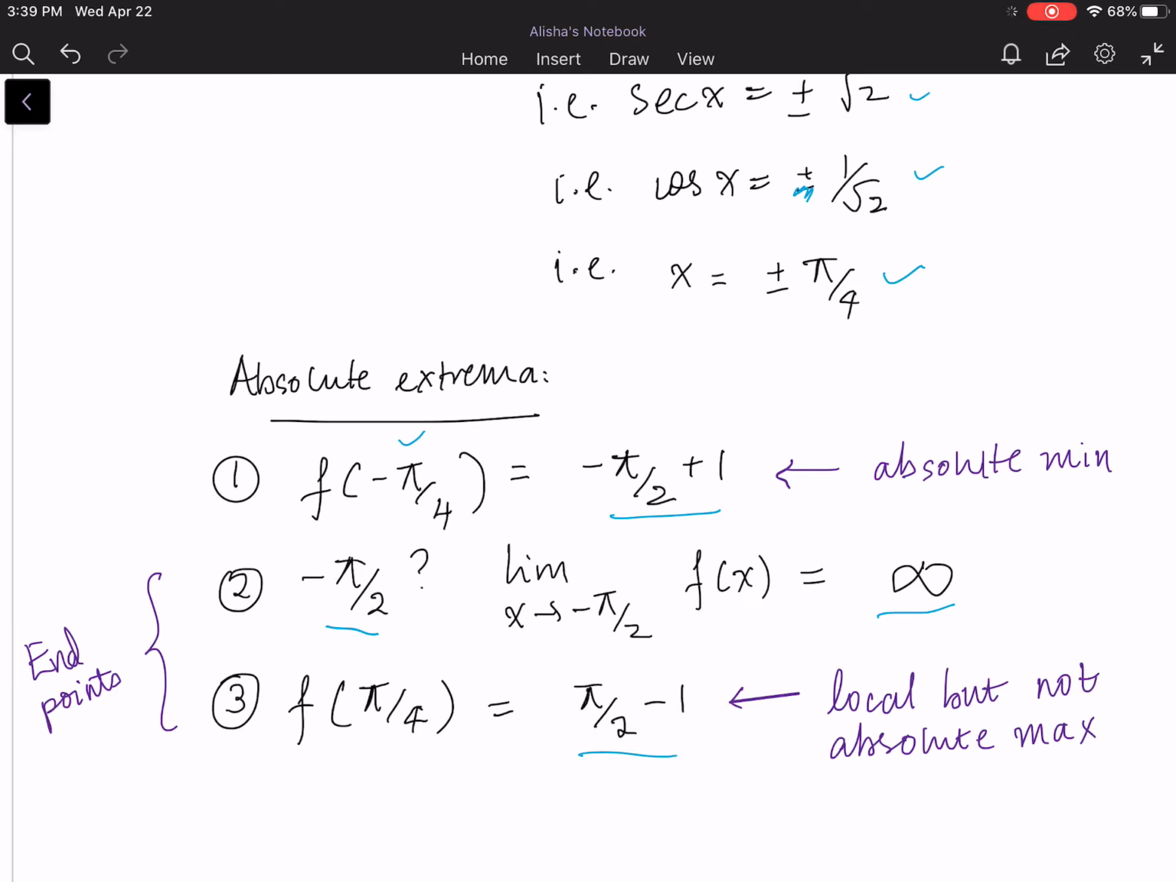And so comparing these three values, we see that there's an absolute min, right? And then because the function blows up to infinity, there's no absolute max, although this one is in some sense a local max. And we're done.